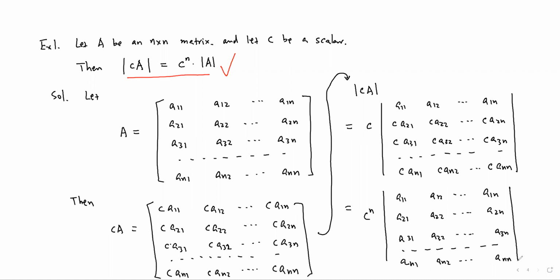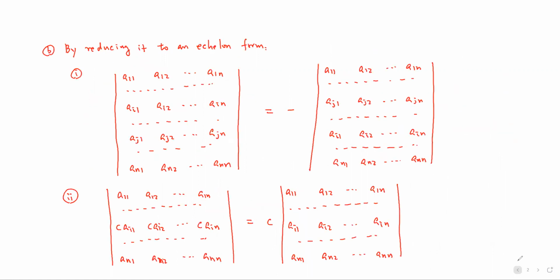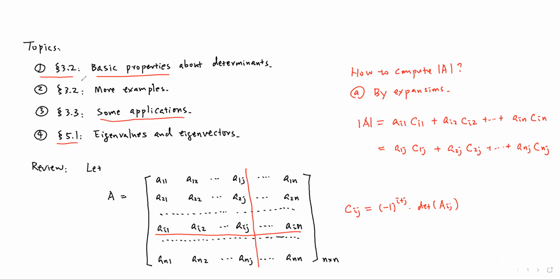Now let's turn to topic one. Two basic properties about determinants. Which two basic properties? Topic one. Okay. Basic properties. We often use these two properties.